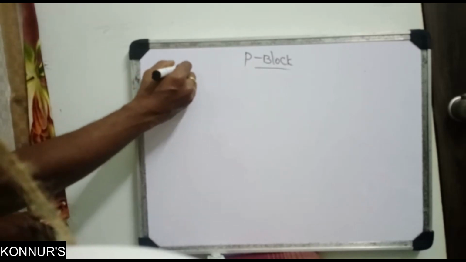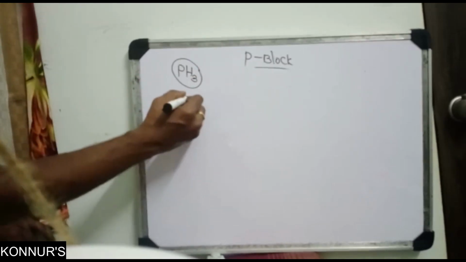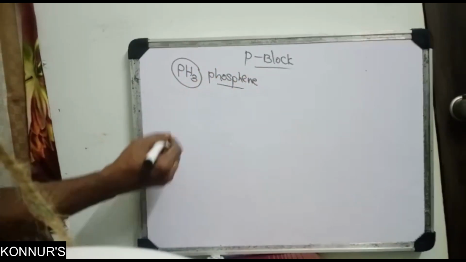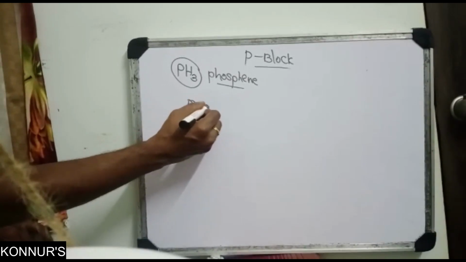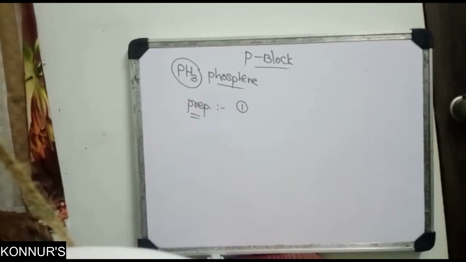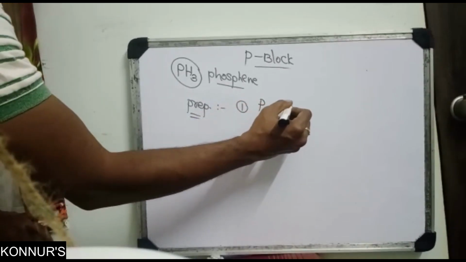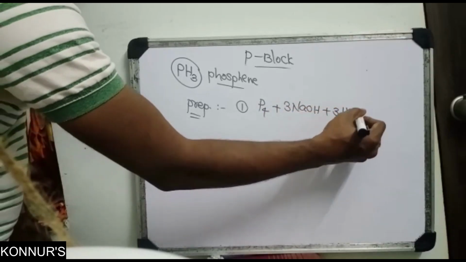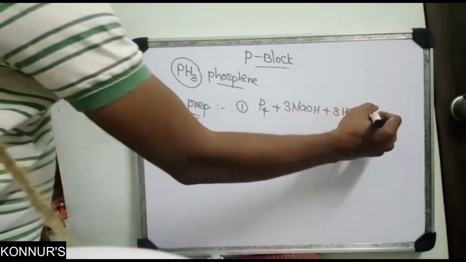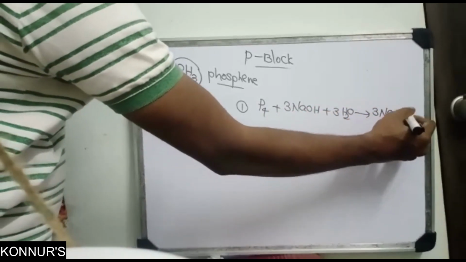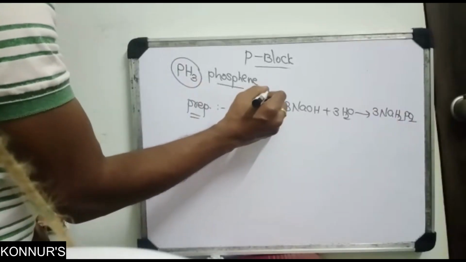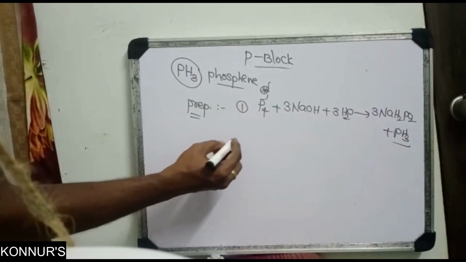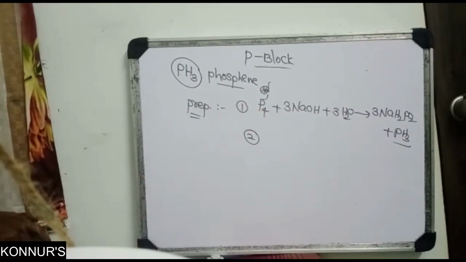Next compound is PH3, the phosphine. So how can we prepare it? Now we see one. See, phosphorus reacts with NaOH. You are getting 3 moles of NaH2PO2, very important equation. Next, PH3 is possible. So sodium hypophosphite.